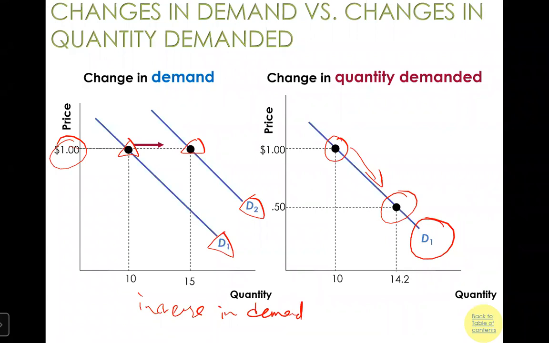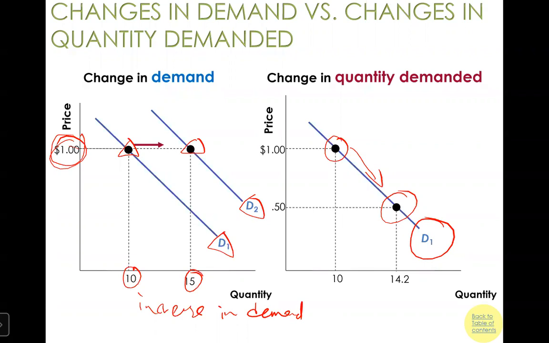Okay. Why? So here's how we understand this change. Price fixed at $1. The quantity demanded will increase from 10 to 15. So this certainly is an increase in demand. Now we can look at it the other way.